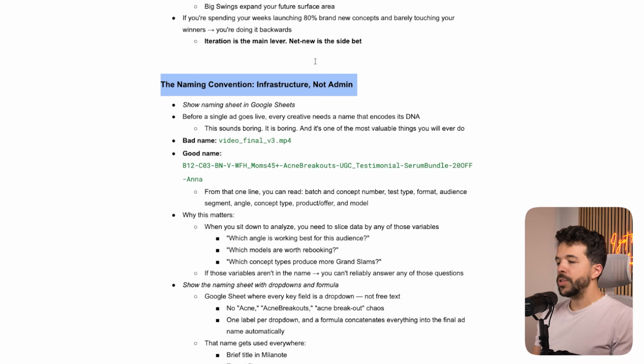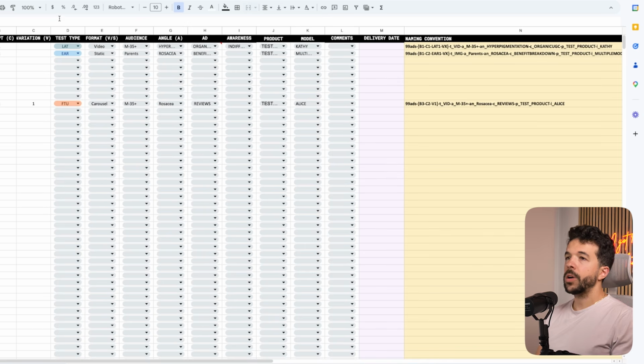But naming convention is where analysis starts. If you have a solid naming convention, your analysis is going to become so much easier. It's not even funny. So let's check out our naming convention sheet.